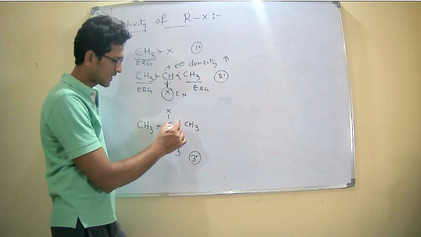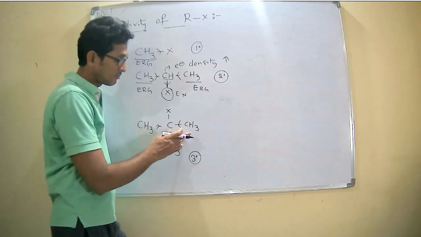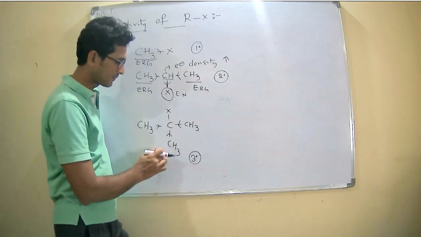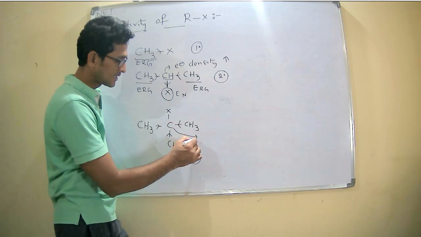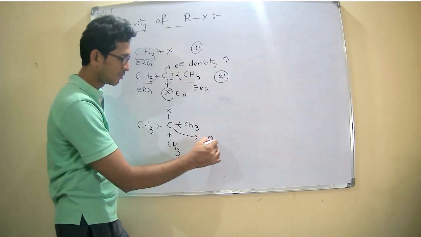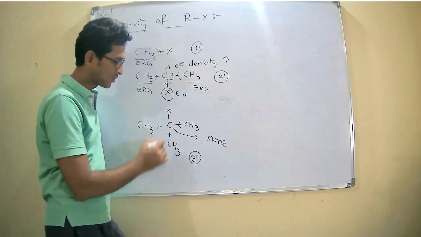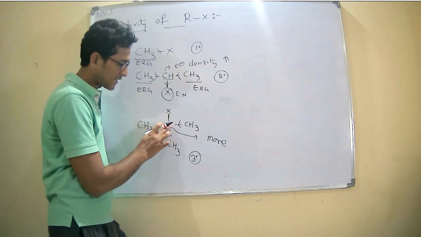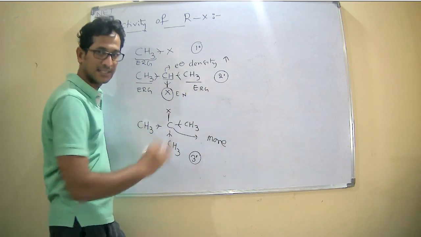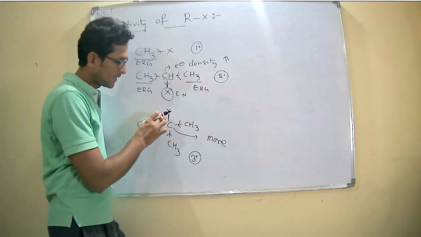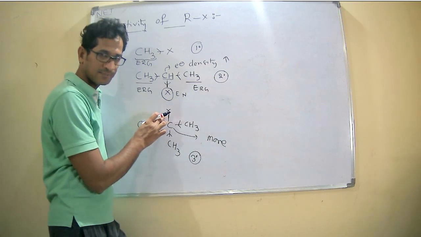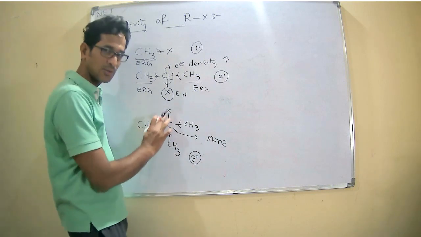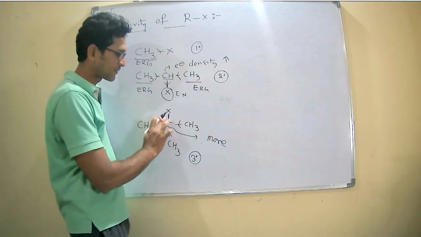Once it contains 3 electron releasing groups when compared to the secondary, now the electron density at the central carbon will be very high. Then again, the dipole between the carbon and halogen will increase. Right? It maintains a permanent dipole bond. Means the transfer of electrons will be continuous towards the more electronegative atom.